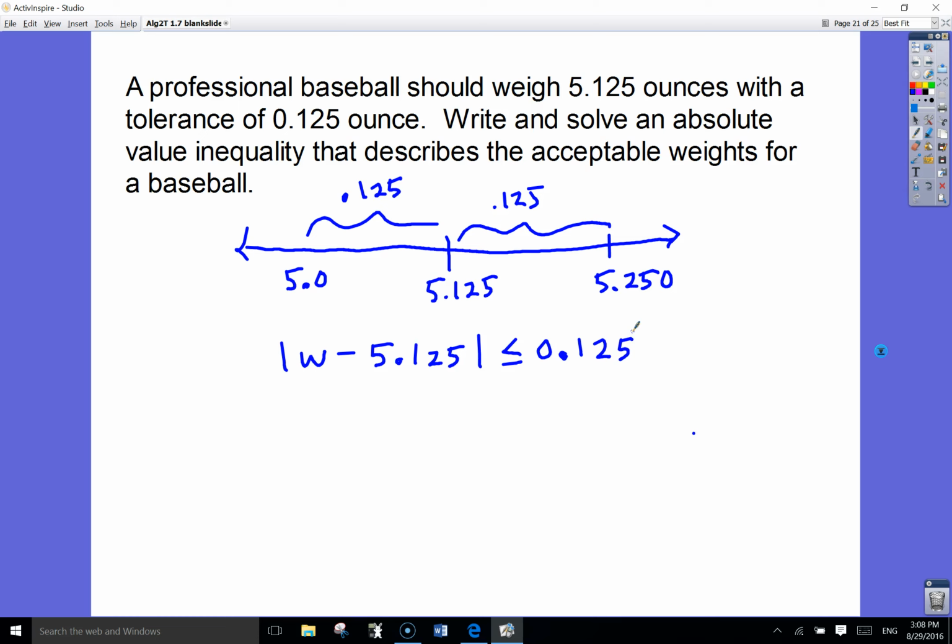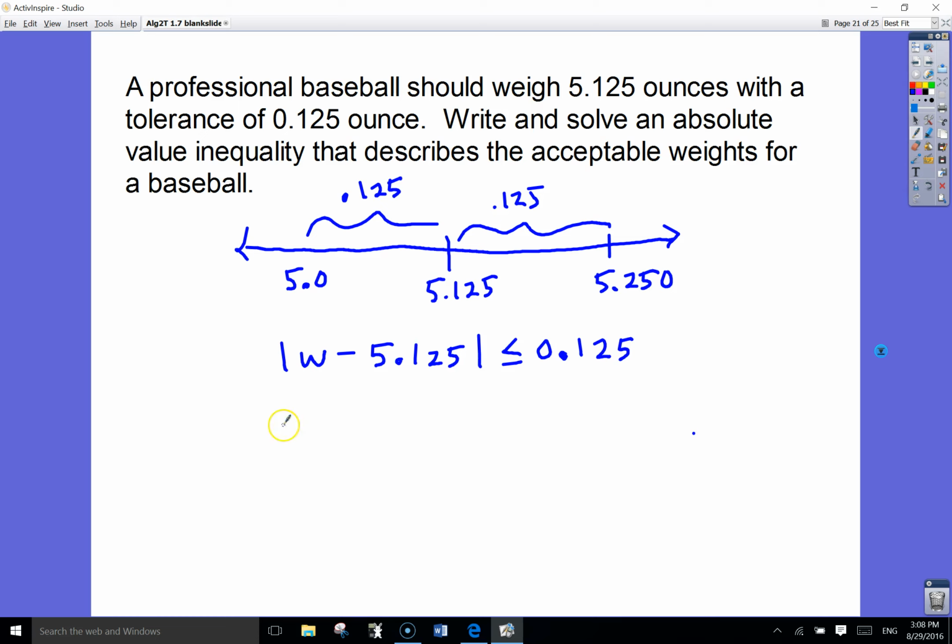With absolute values, this concept of tolerance, and I'm going to say like in a manufacturing setting, but it could be in other settings, I imagine, too. Okay, now once you've set it up, you could solve to find the acceptable weights. We've actually already done that, right?